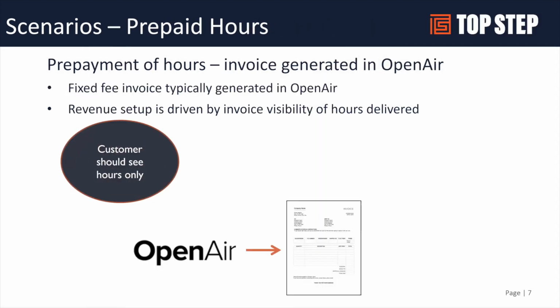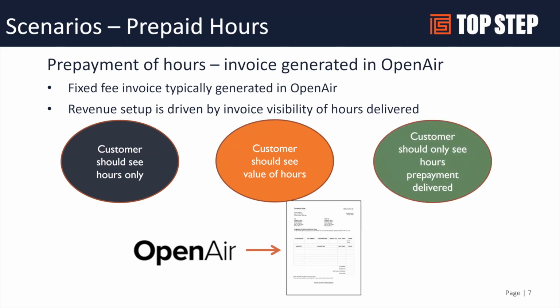So let's talk about prepayment hours, where the customer will receive the initial invoice, and they will also see the hours burned at each month as hours are entered in the timesheet. So you would generally see where you would have a fixed fee invoice generated in OpenAir sent to the customer or sent to your financial system to be sent to the customer. And then we'll talk about the revenue setup.